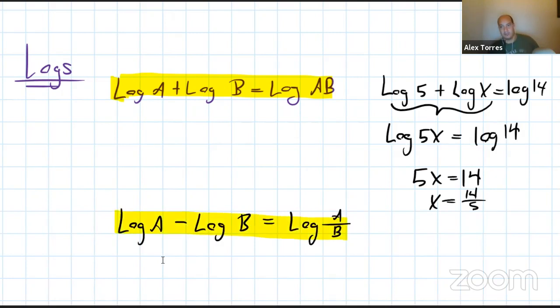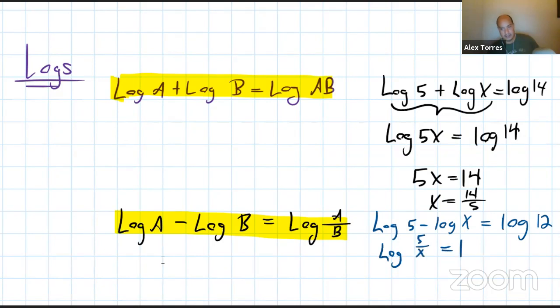So that'll be our second rule. And you can imagine a similar practice question. Log of 5 minus log of x equals log of 12. Now log of 5 minus log of x is the same as log of 5 over x. And then once again, we can say 5 over x equals 12.